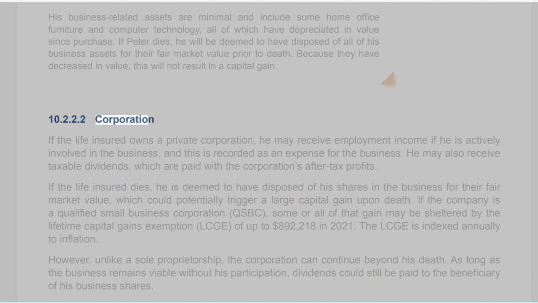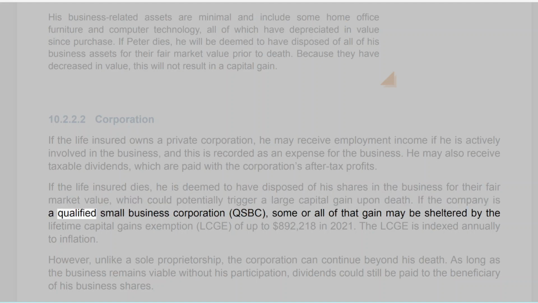10.2.2.2 Corporation. If the life insured owns a private corporation, he may receive employment income if he is actively involved in the business, and this is recorded as an expense for the business. He may also receive taxable dividends, which are paid with the corporation's after-tax profits. If the life insured dies, he is deemed to have disposed of his shares in the business for their fair market value, which could potentially trigger a large capital gain upon death.